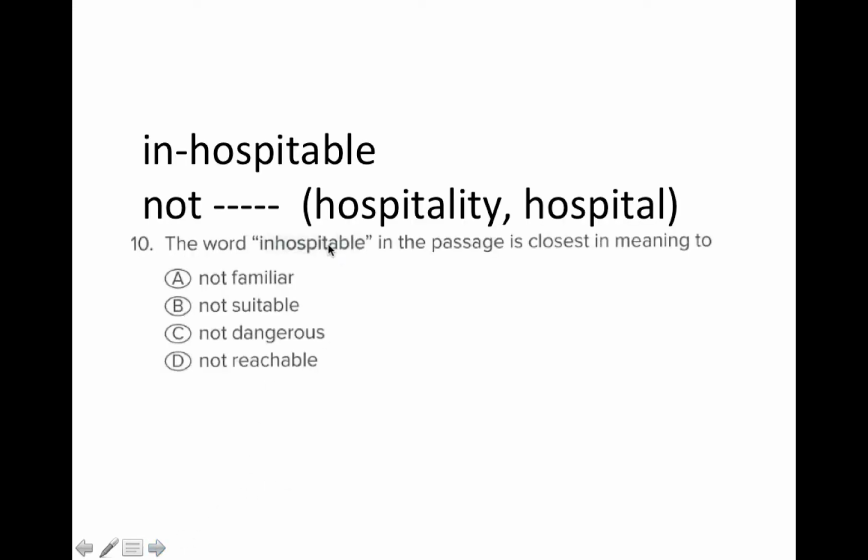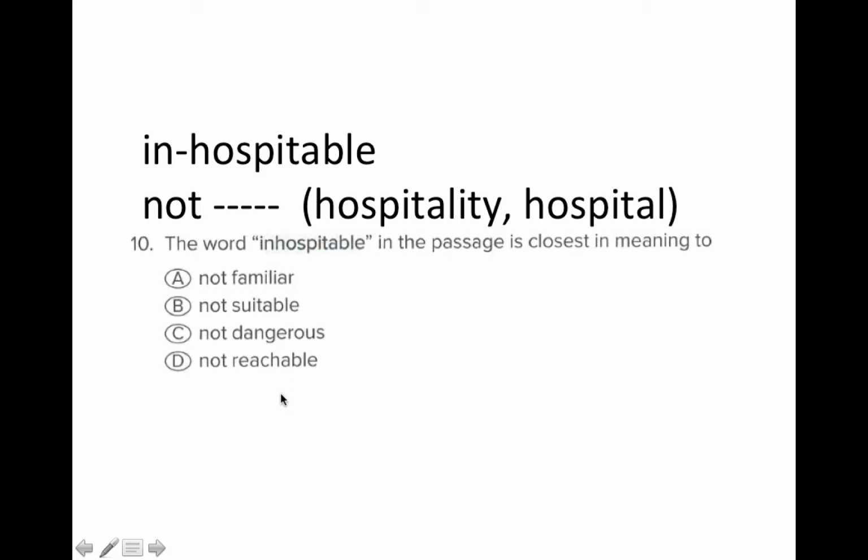Here with this word inhospitable, again, we look at word parts and see a couple of things that are telling. So once I take out this word part in, I'm left with hospitable. Maybe that's familiar to you. If not, maybe if we look at other forms of the word like hospitality or hospital, that might be helpful to us. That certainly doesn't sound like dangerous or familiar.